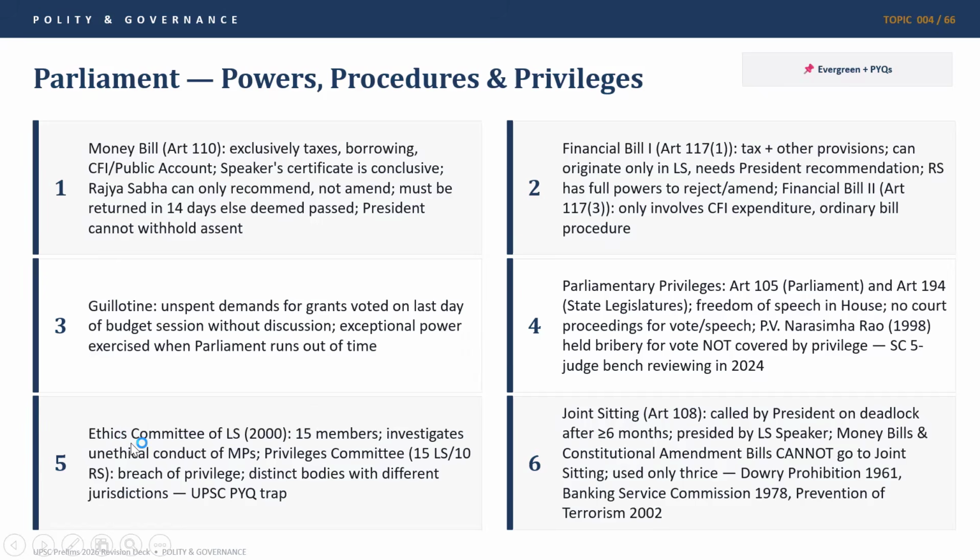Then the ethics committee was also in the news because of questions for bribe by some MPs. The ethics committee of Lok Sabha was formed in 2000. It has 15 members. It investigates the unethical conduct of MPs. It is different from the privileges committee, which has 15 Lok Sabha and 10 Rajya Sabha members. The privileges committee looks into the breach of privilege. These two are distinct bodies with different jurisdictions.